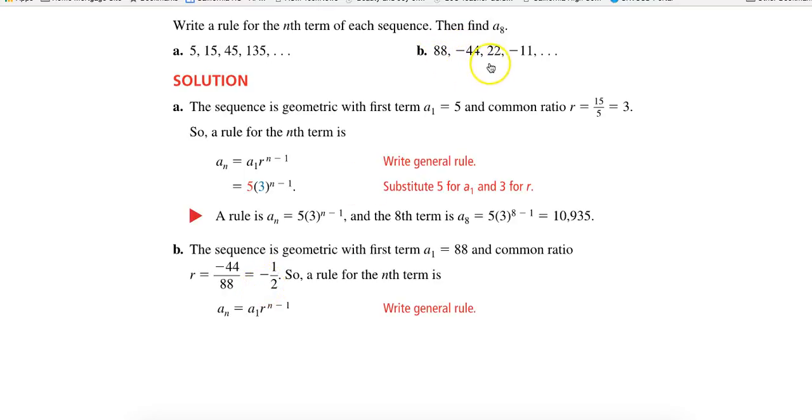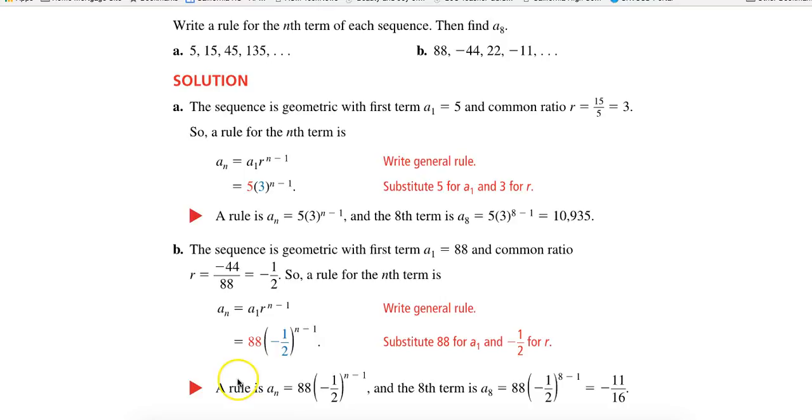Substitute a1 and r. Now, this negative number should make sense to you. You see that our numbers are decreasing here. And you also see that the sign is alternating. So that's what happens when you have a negative r value. Let's go ahead and plug in our values. So 88 for a1, r equals -1/2. If we want to figure out the 8th term, we just simply take 8 and plug it into our formula. So we get -1/2 to the 7th power, that's 8 minus 1, multiplied by 88.